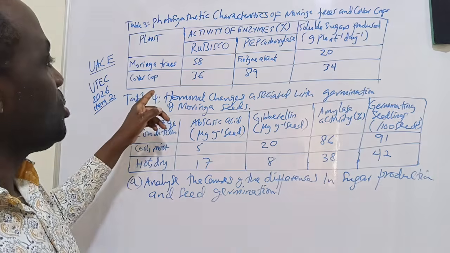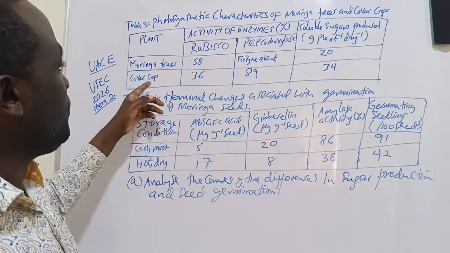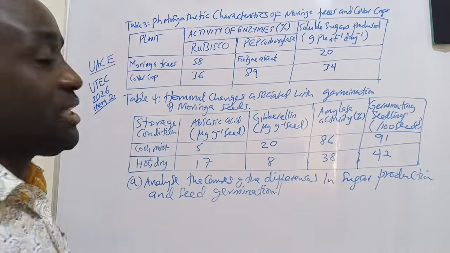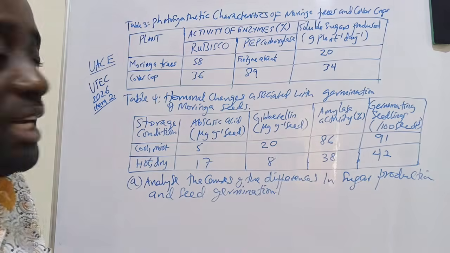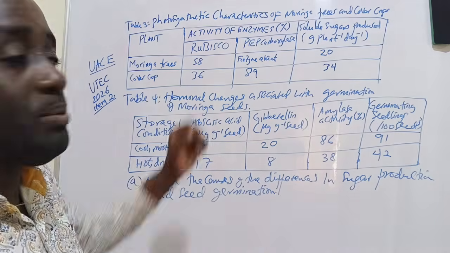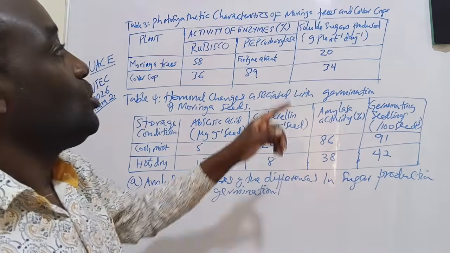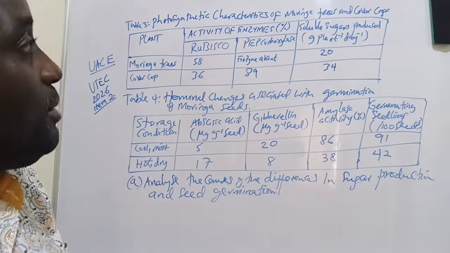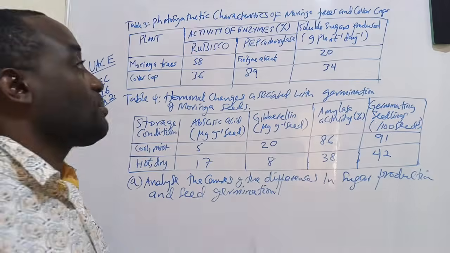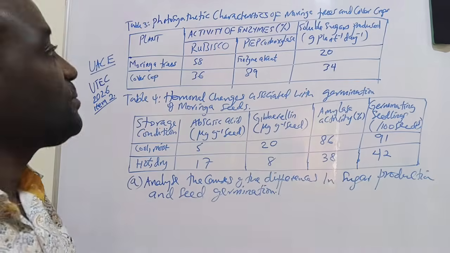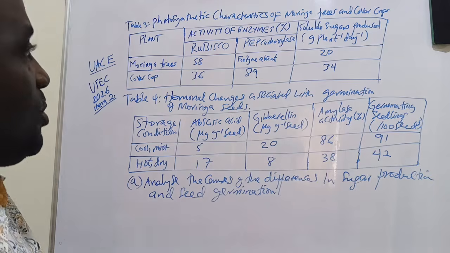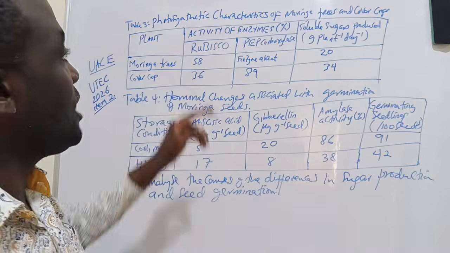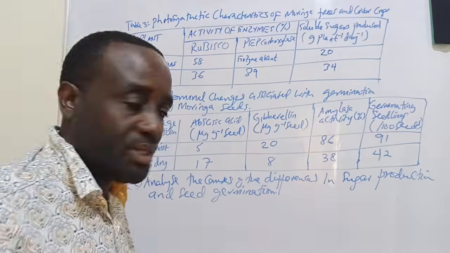But now, to their dismay, the cover crop, which is not the intended crop, had rubisco enzyme activity 36%, but also PEP carboxylase activity 89%, meaning it had both enzymes, rubisco and PEP carboxylase. Now, soluble sugar produced in grams per plant per day was 34, meaning the cover crop, which is not the intended crop, was performing better than the moringa, which is the intended crop here. Now, what does that mean? It means that the cover crop is a C4 because it has got both rubisco and PEP carboxylase.